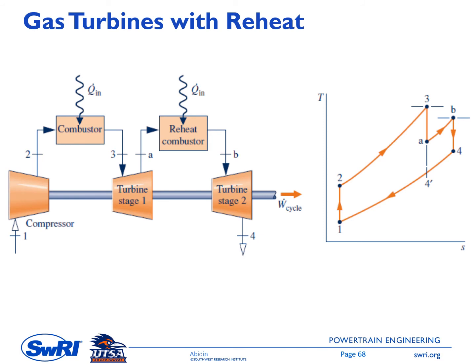The idea behind having this reheat is that if you look at the constant pressure lines in the TS diagram, as we go to the right side, these lines diverge, which means we will have a larger turbine power when we go to the right. So this is the idea of having a reheater, or a reheat system, in the gas turbine power system.